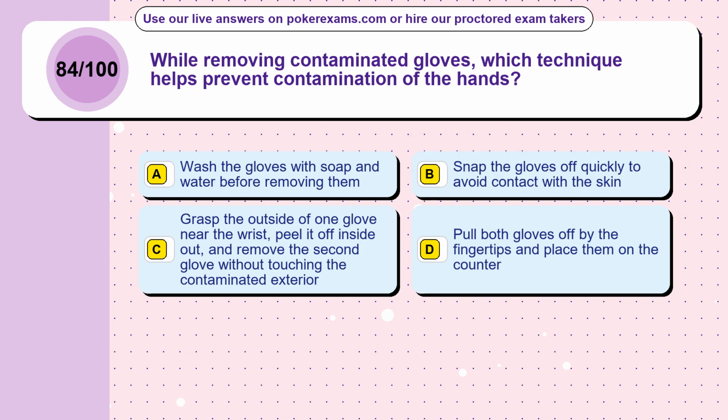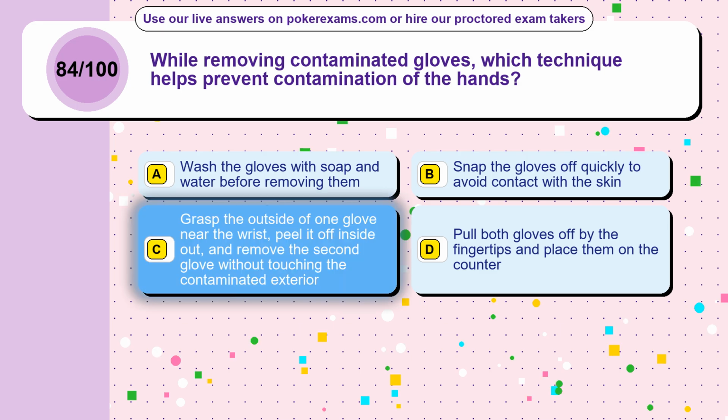Question 84. While removing contaminated gloves, which technique helps prevent contamination of the hands? Option A, wash the gloves with soap and water before removing them. Option B, snap the gloves off quickly to avoid contact with the skin. Option C, grasp the outside of one glove near the wrist, peel it off inside out, and remove the second glove without touching the contaminated exterior. Option D, pull both gloves off by the fingertips and place them on the counter.